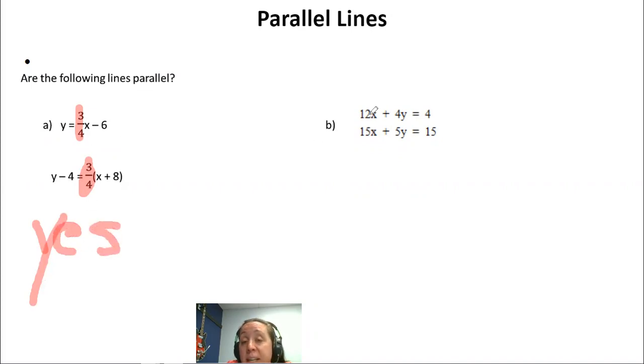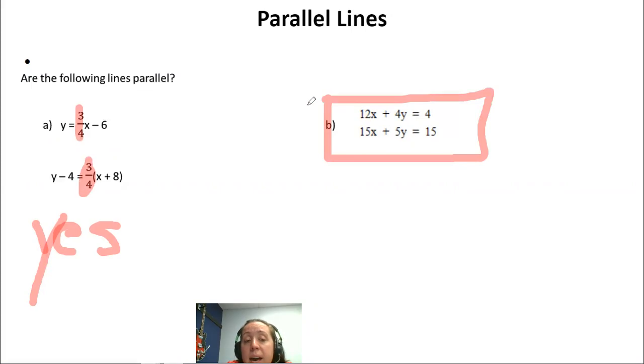For part B, how can I tell if they are parallel? Emma has it. Very good, Emma. So we would take that bottom equation. Actually, we're going to end up taking both of the equations, and we're going to solve it for y.